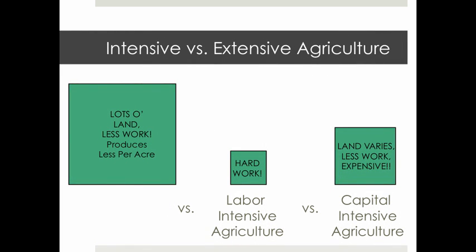So if we really look at what we've got going on here, extensive agriculture uses a lot of land but produces less. It can be a lot of work if you're not using machinery. Intensive agriculture is using a small piece of land. It uses a lot of human work, and you could use capital-intensive labor in which the amount of land varies, not putting as much human labor in, but it's expensive. You're putting a lot of money into it, a lot of machinery and things like that, technology.